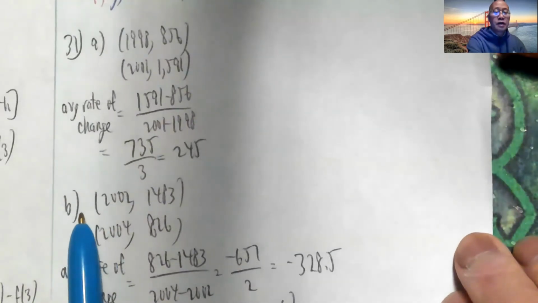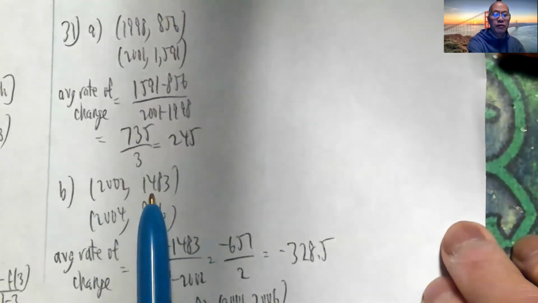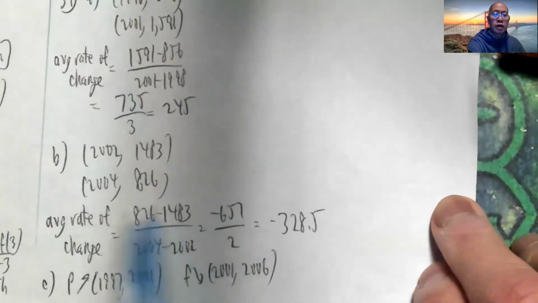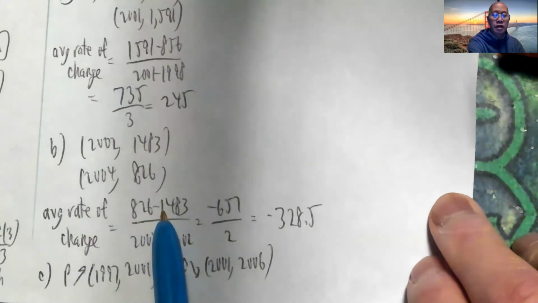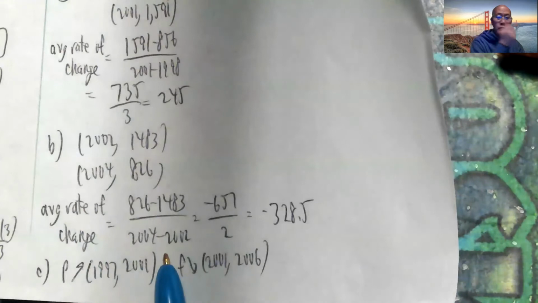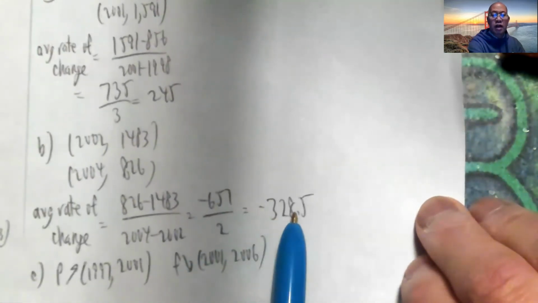Part B, they asked you to go from 2002 to 2004. So 2002 was 1483 from the table. 2004 was 826, so it went down. Average rate of change is y2 minus y1, 826 minus 1483, divided by x2 minus x1, 2004 minus 2002. That's negative 657 over 2, negative 328.5. So it went down.